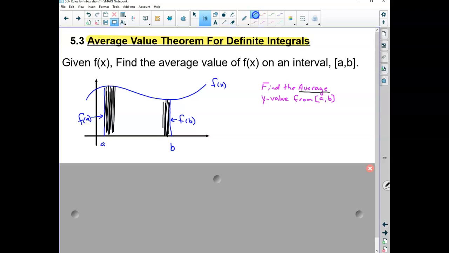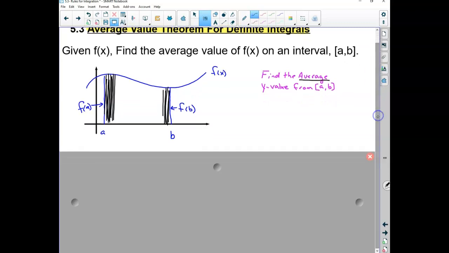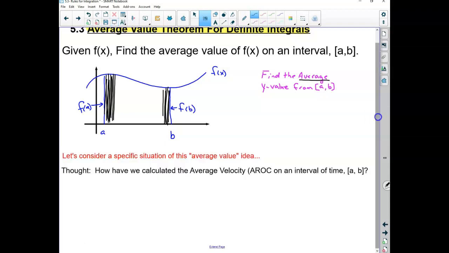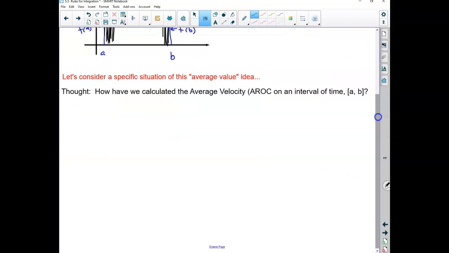Well, I can just give it to you, yes. However, I want to connect it to something that you already know. So we're going to consider the specific situation that I talked about on Friday, which is going to connect this average value idea to us. And the thought is, how have we calculated our average velocity, which is our a-rock, on the interval of time from A to B? Well, how did we do that every time?